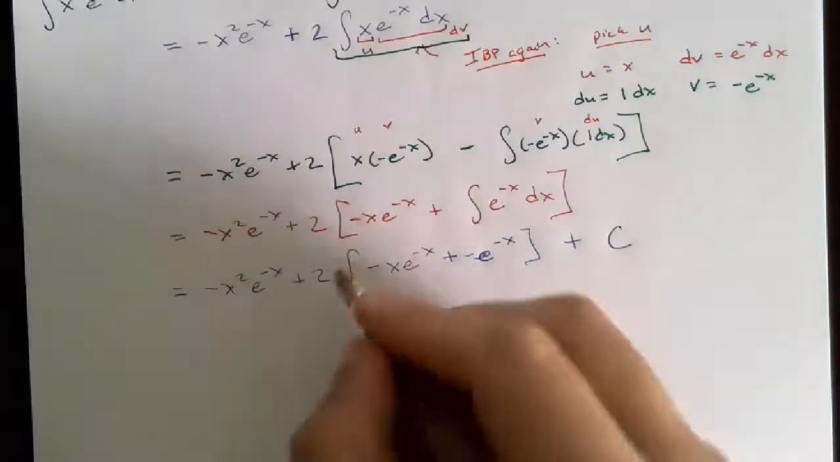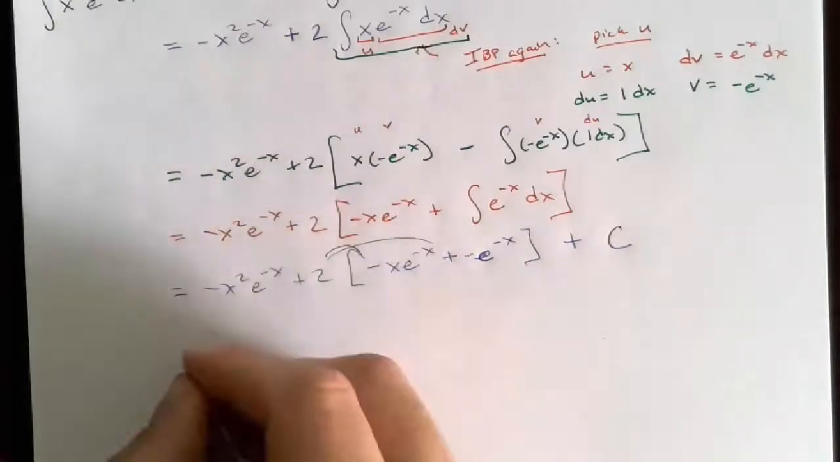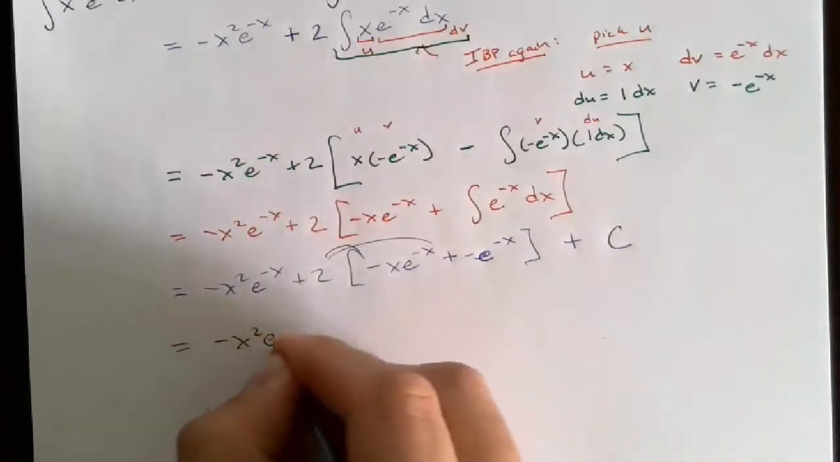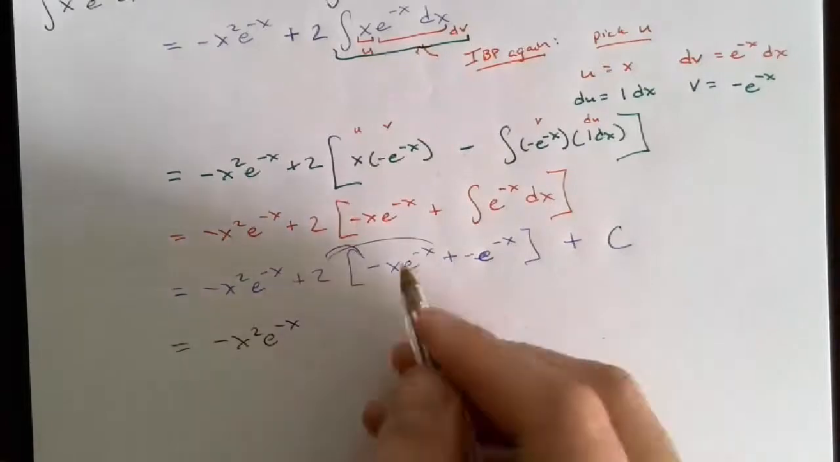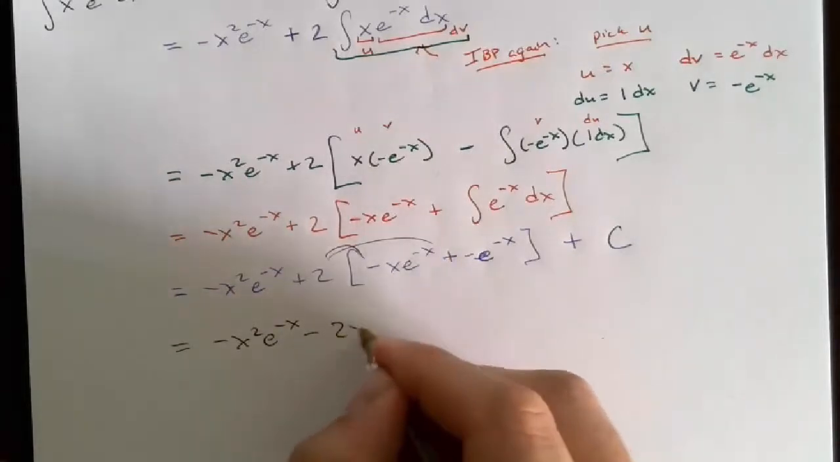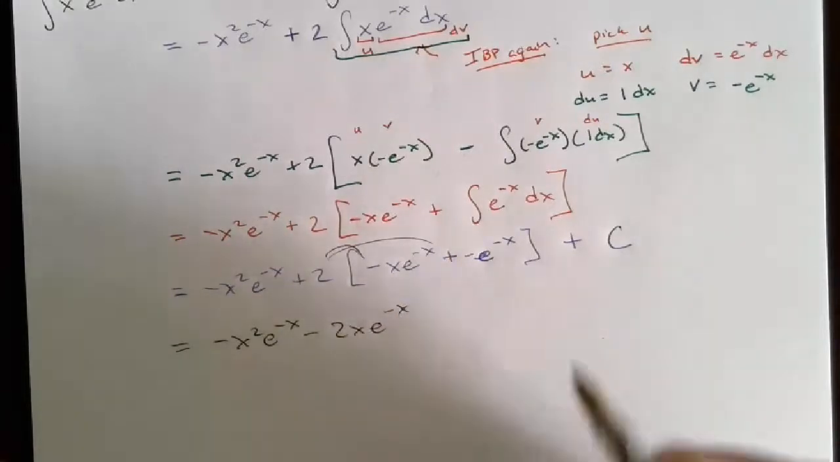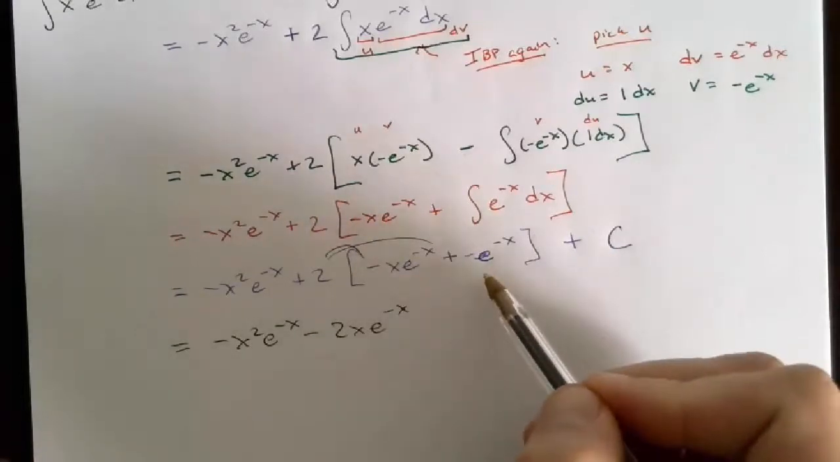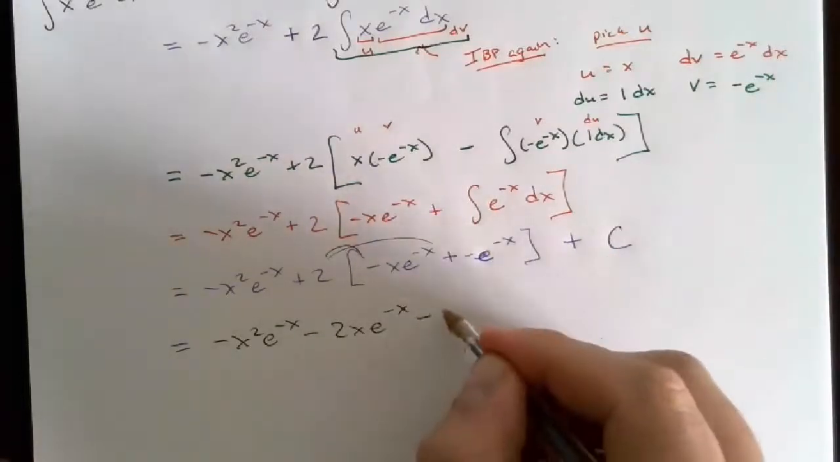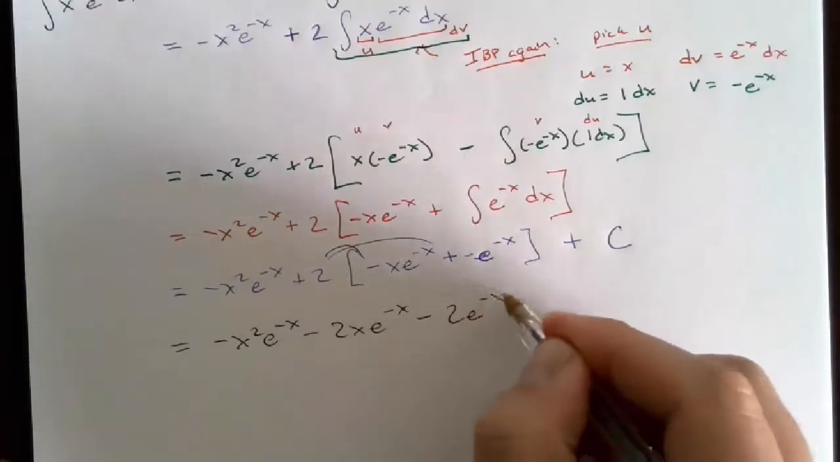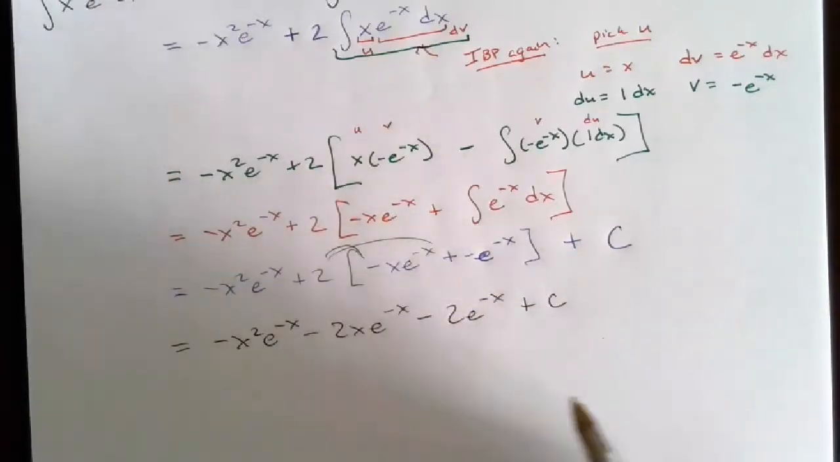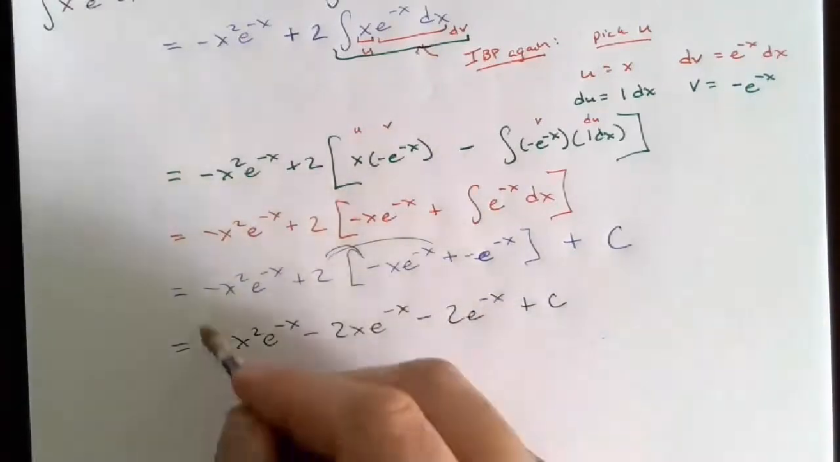Last thing we'll do is distribute this 2 through, and make sure we get the correct sign. So we have negative x squared e to the negative x. A positive 2 times a negative makes this negative 2x e to the negative x. A positive 2 times a negative e to the negative x makes this negative 2e to the negative x, and then we have plus c at the end, and that will be it.